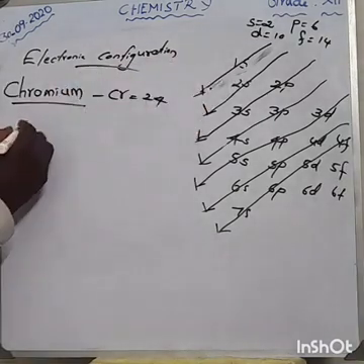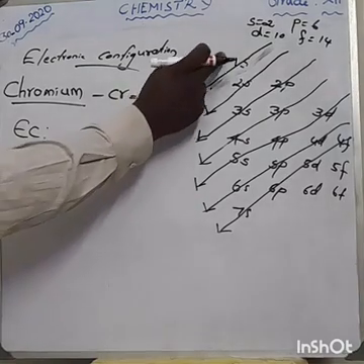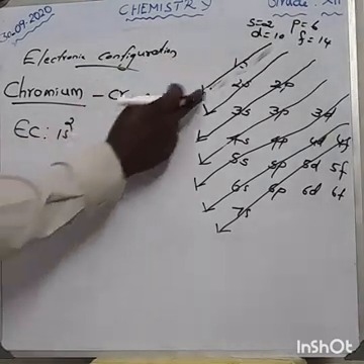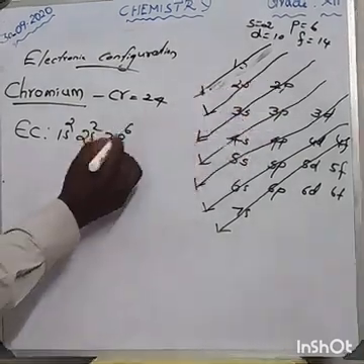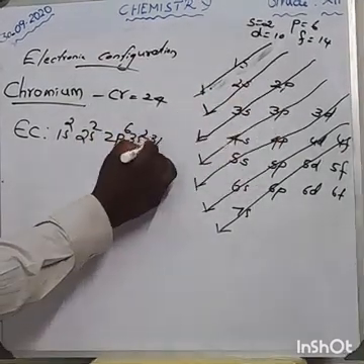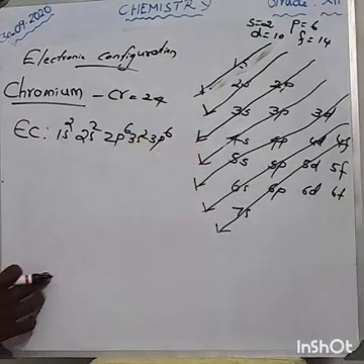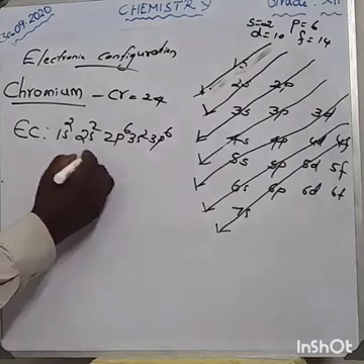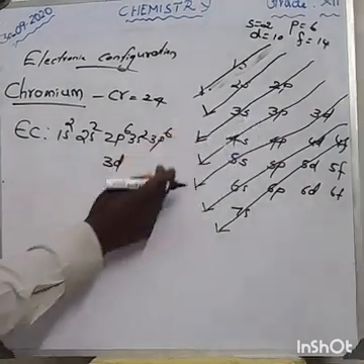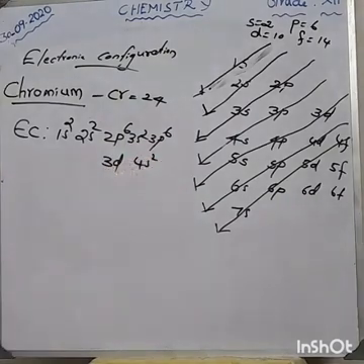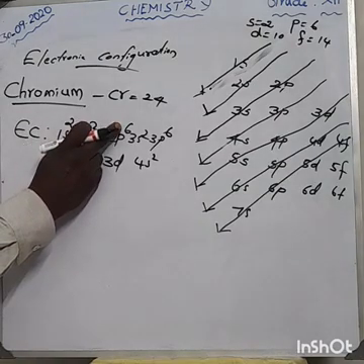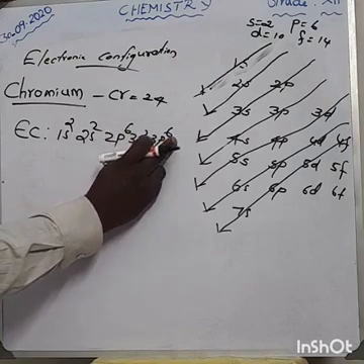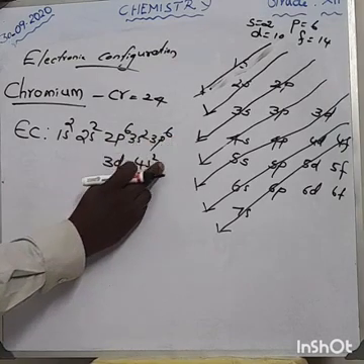Okay, start with 1s. EC, electronic configuration, is equal to 1s2, next one, 2s2, next one, 2p6, after the 2p, 3s2, next one, 3p6, next one, don't write the 4s, 3d, next 4s2. Can you write? Now count the atomic number: 2 plus 2 is 4, 4 plus 6 is 10, 10 plus 2 is 12, 12 plus 6 is 18, 18 plus 2 is 20.